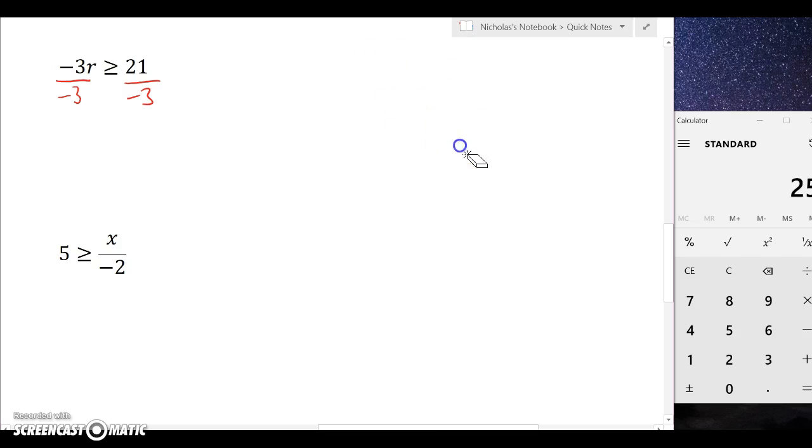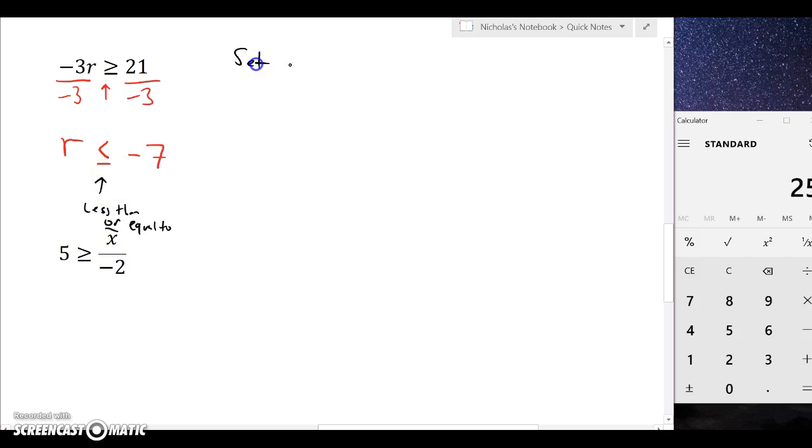So we're going to have the exact same thing open in our case. We're going to have r, and on the right hand side we're going to have -7, and since this inequality was opening towards the left, we need to flip that sign when we divide both sides by a negative, and our final answer is going to be r is less than or equal to -7. Remember, that's less than or equal to. Again, I like to draw a line under the or to help me remember that's when the line is.